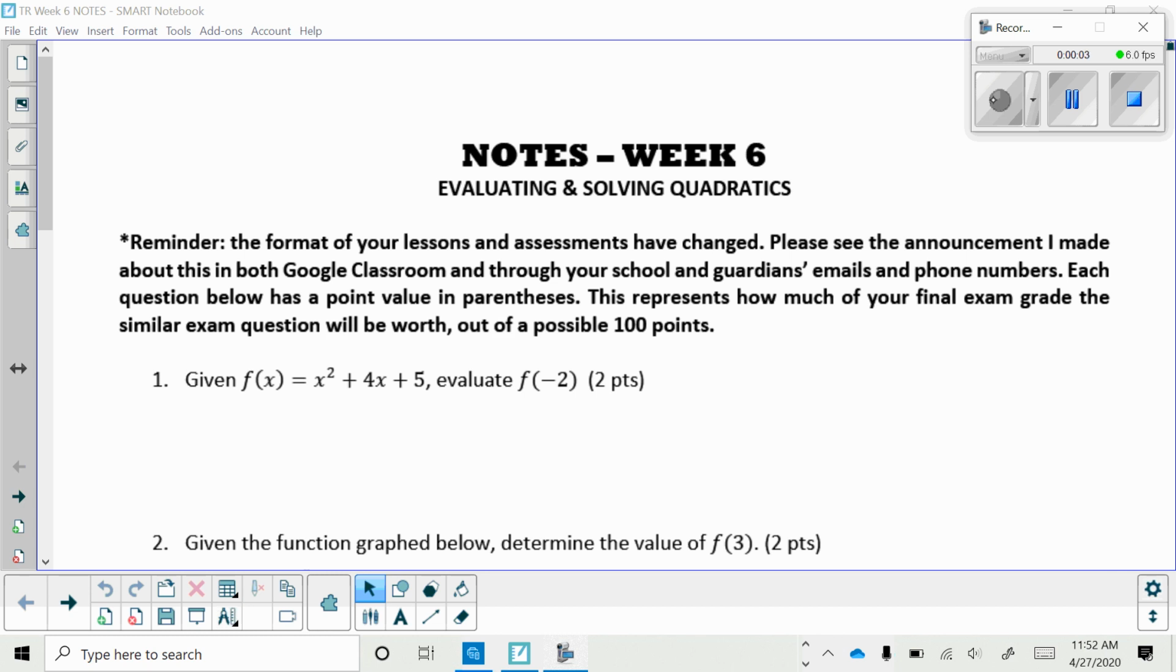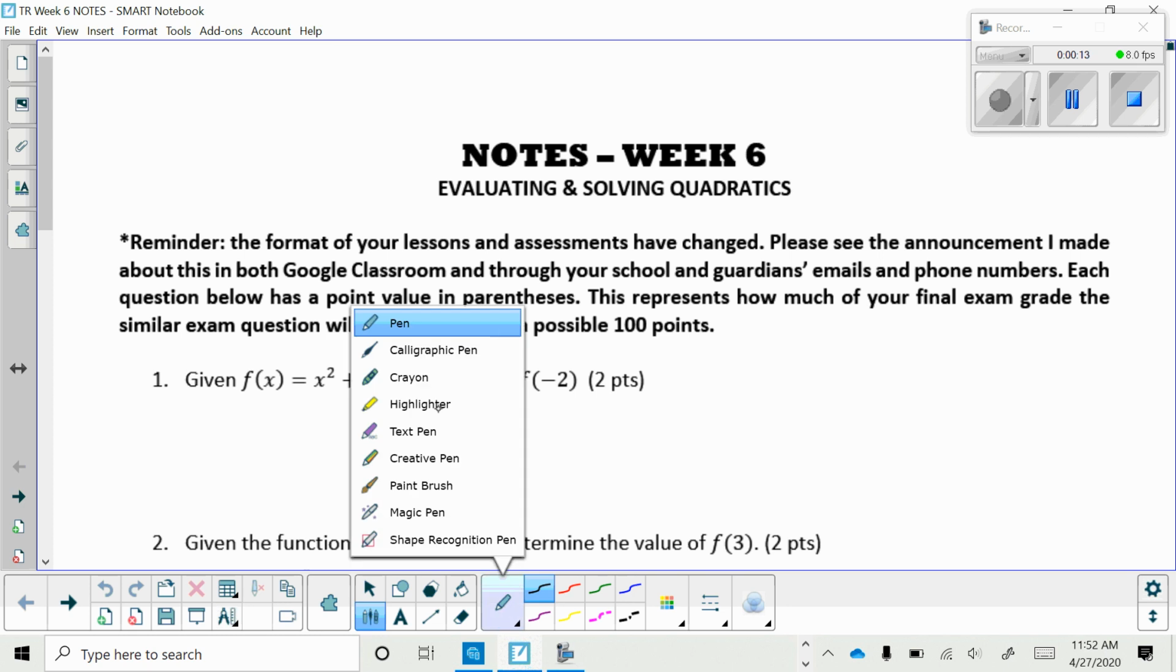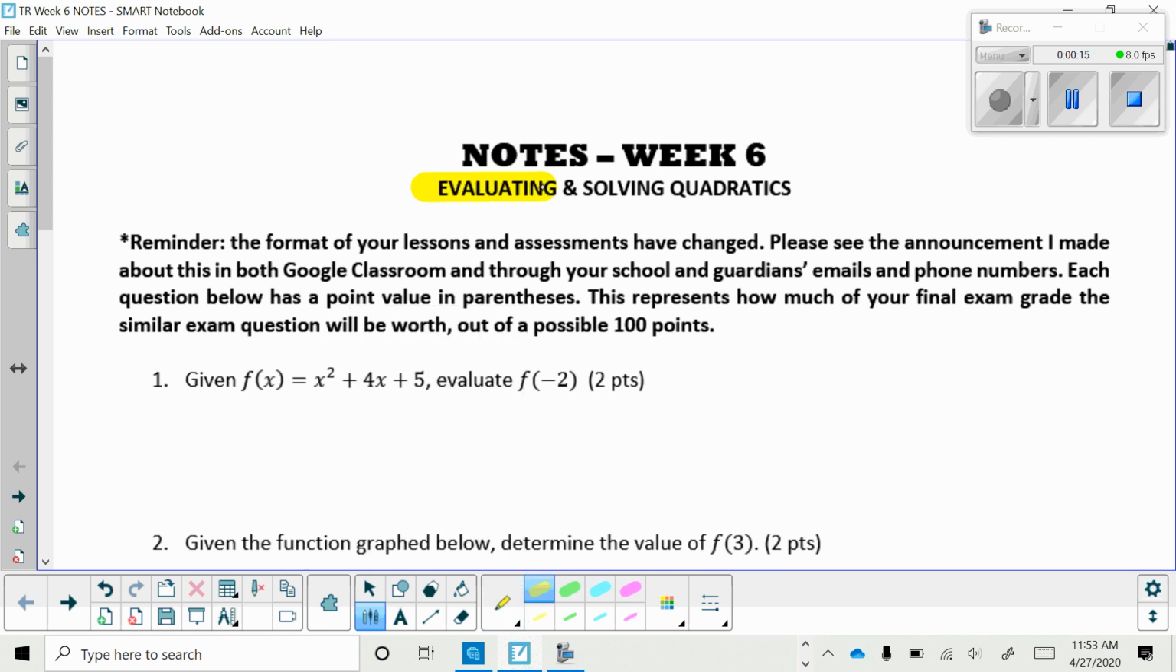All right, here's what we're doing this week. We are evaluating and solving quadratics. So two things are going on here. When we say that we're going to evaluate, that word evaluate means to find the value.